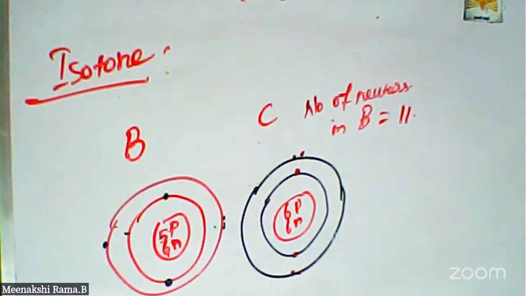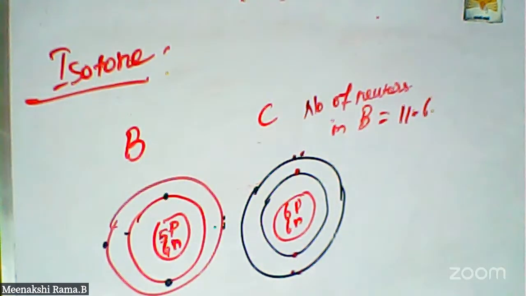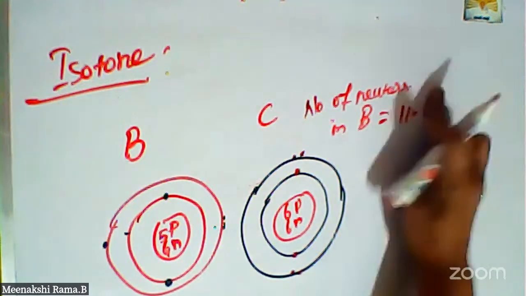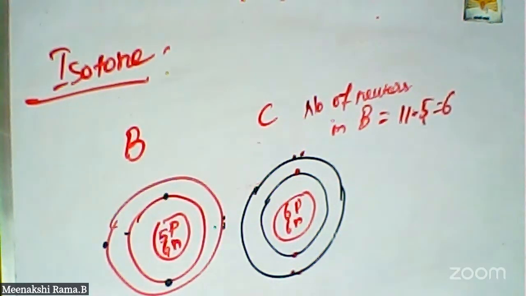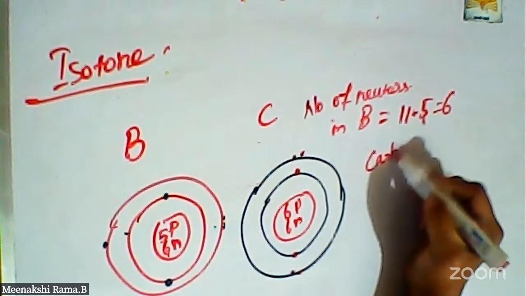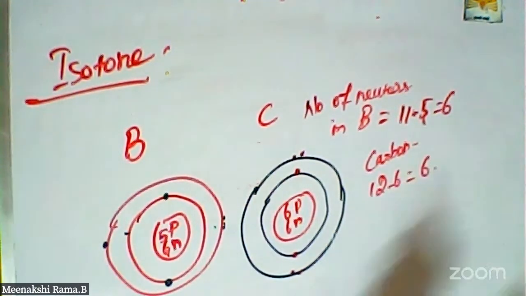So 11, how can we calculate the number of neutrons? 11 minus 5, which means 6. And then here the number of neutrons in carbon is 12 minus 6, so that is 6. So in this example, the elements boron and carbon have the same number of neutrons.